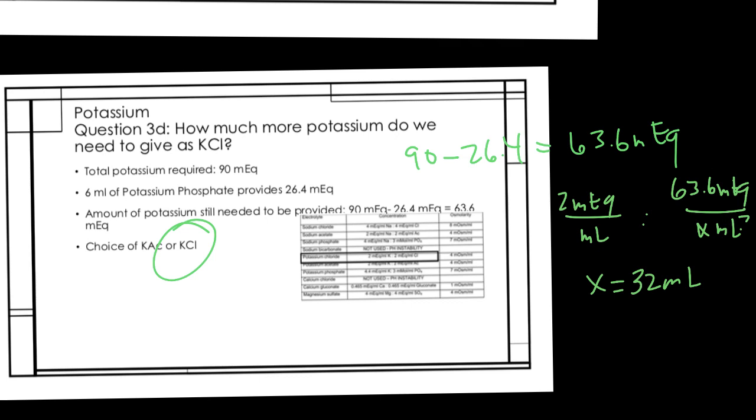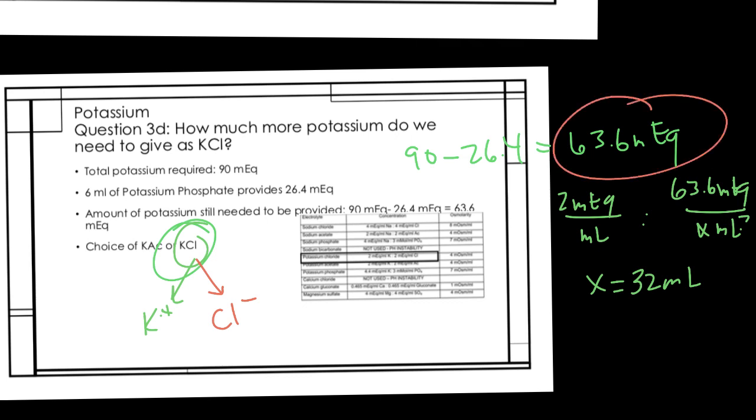However, remember, since this is a solution with 2 ions, you have potassium and you also have chloride. You're also providing chloride when you provide the solution. So we're providing 63.6 milliequivalents of potassium. What about the chloride? How much are we giving when we give 32 mL?